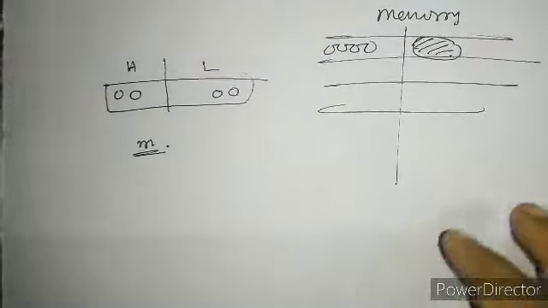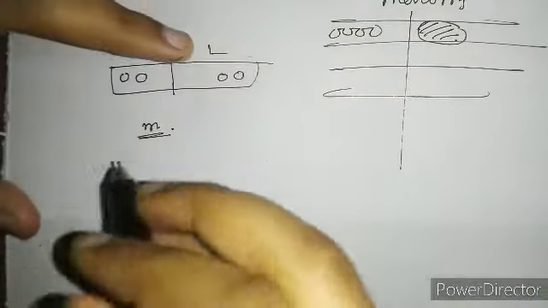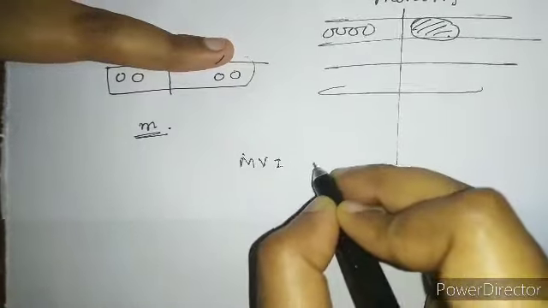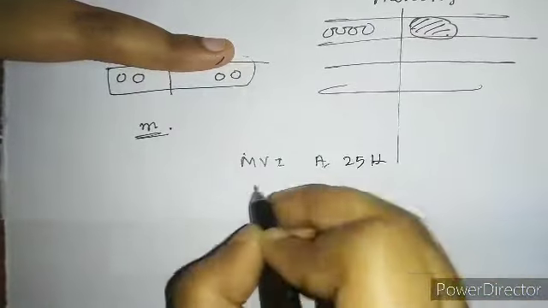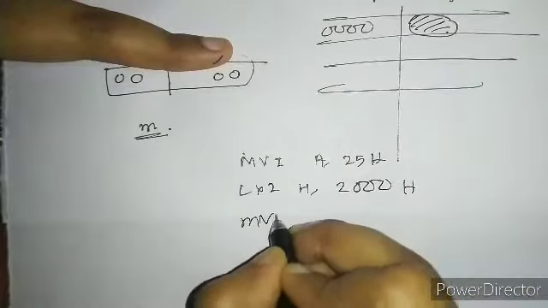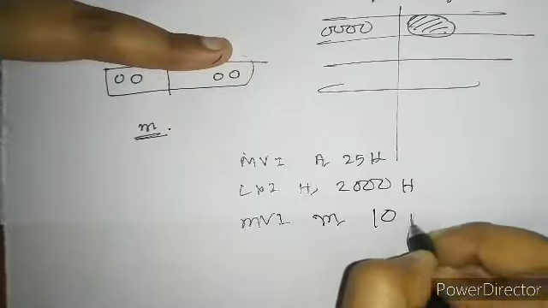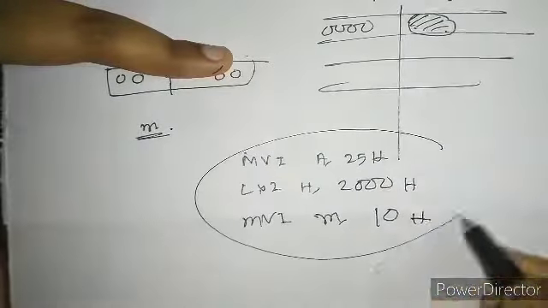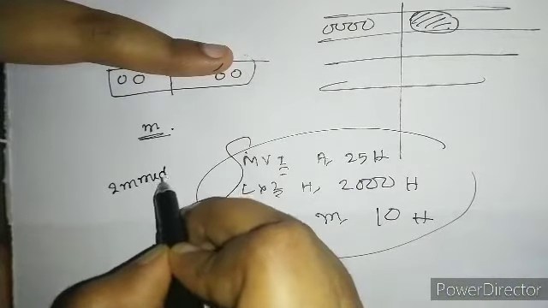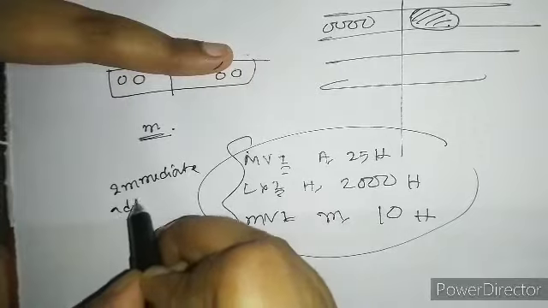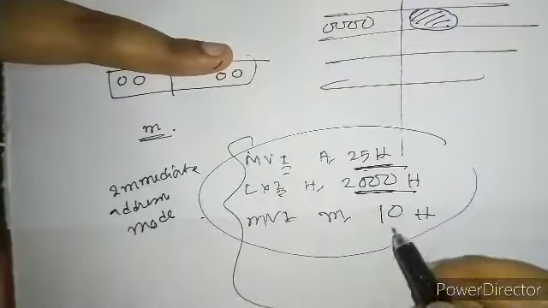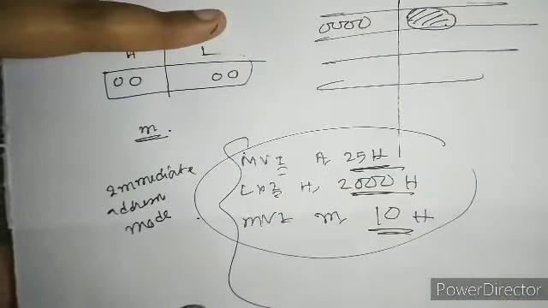If you have watched the addressing mode video, then I don't need to repeat, but there all the instructions, MVI A, 25H, LXI H, 2000H, MVI M, 10H, all of them had one thing in common, that is I. This comes under immediate addressing mode. Why? Because data is given in the instruction already. Okay.